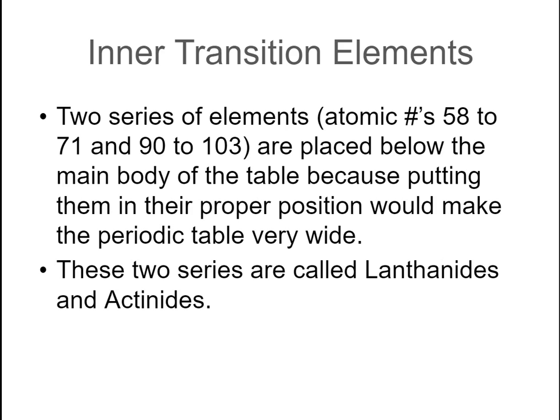Two series of elements, atomic numbers 58 through 71 and 90 through 103, are placed below the main body of the periodic table because putting them in the proper position would make the periodic table too wide. These are the lanthanides and the actinides. If you look at the periodic table that I gave you, you'll notice that little chunk below, and you'll also notice that they go into a place just at the bottom left of the periodic table.